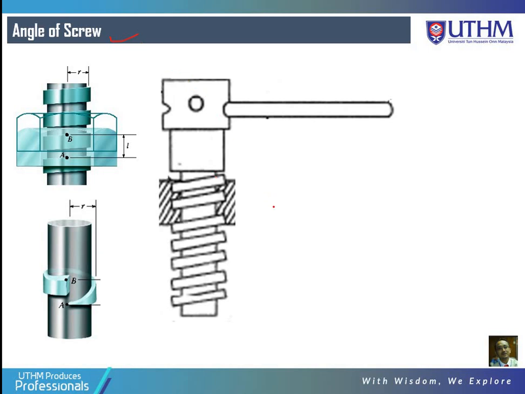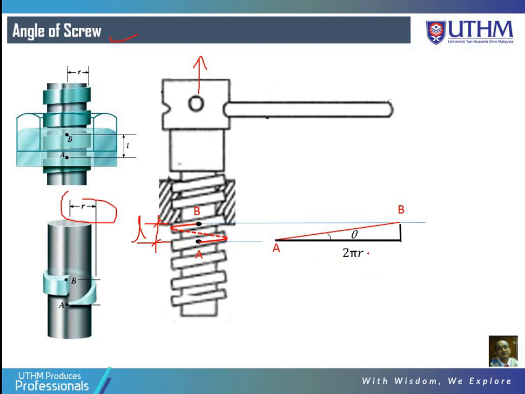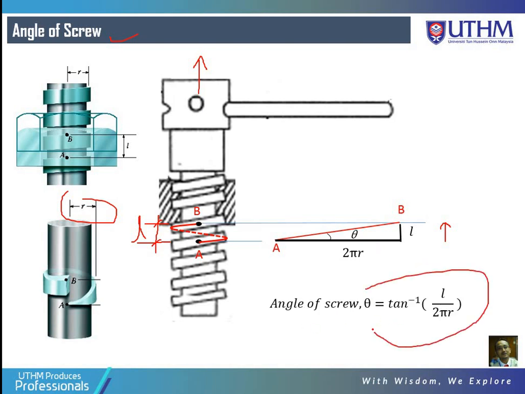Now we want to talk about the angle of screw, how to get the angle of screw based on the dimensions given. Let's say this is point A and this is point B. Each time I turn one round of the screw, the screw will lift up a distance of L. This is the line where the thread is used to increase the distance L upwards. When I draw the trigonometry, we can see that this is 2 pi r, and this is L, the distance that the screw goes up for one round. So this is theta. The angle of screw can be derived from this equation.